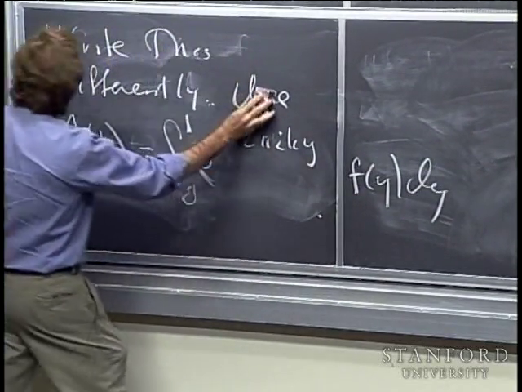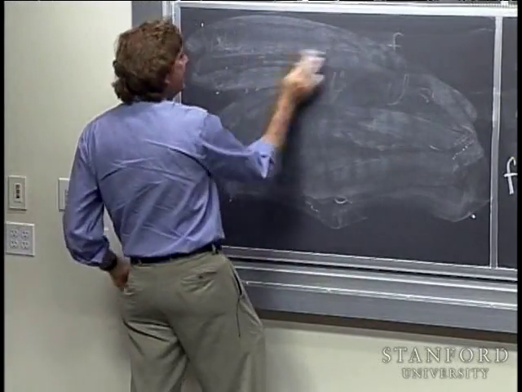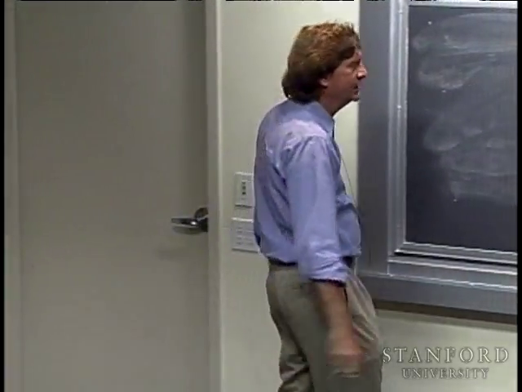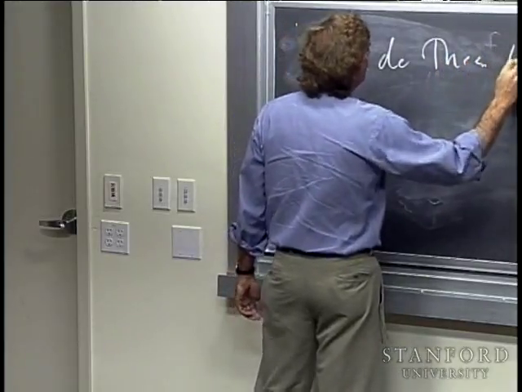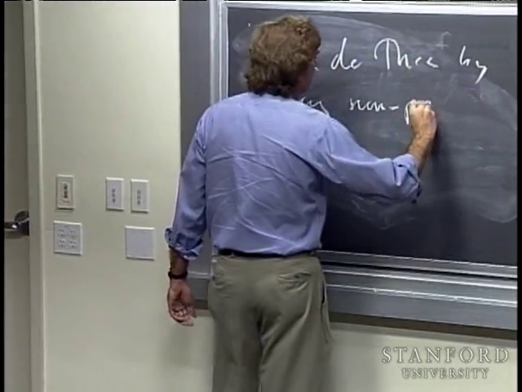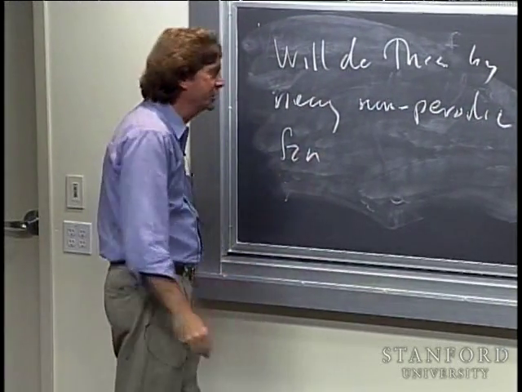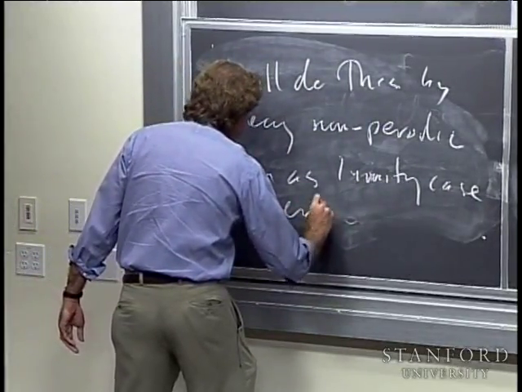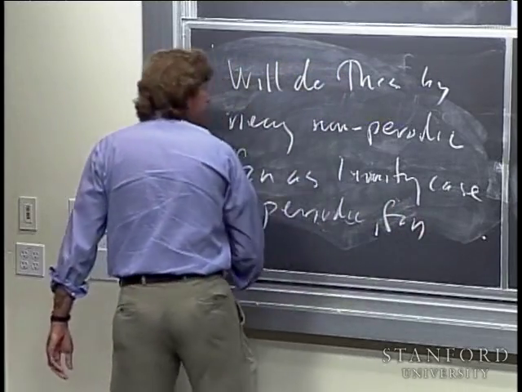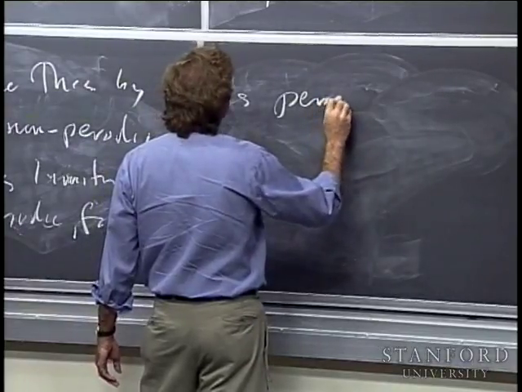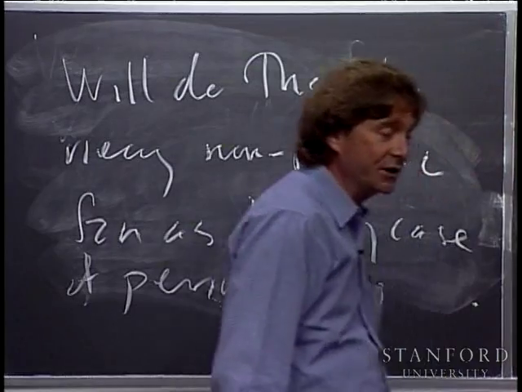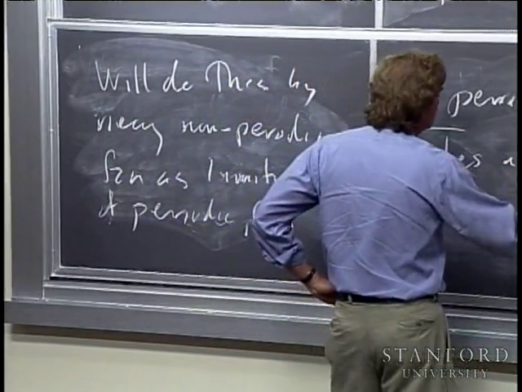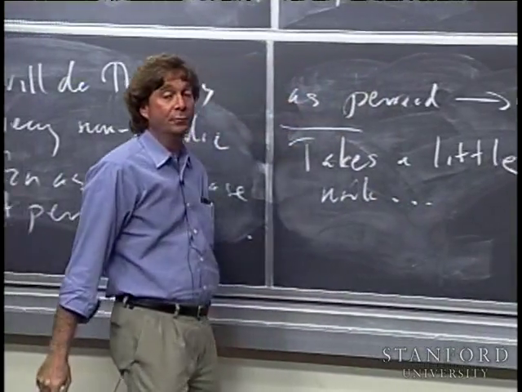Now, the transition from periodic to non-periodic phenomena. The way we're going to accomplish that is to view a non-periodic phenomenon as the limiting case of a periodic phenomenon as the period tends to infinity. All right? So we'll do this by viewing a non-periodic function as sort of the limiting case of a periodic function as the period tends to infinity. Okay? It's a little tricky to do this, actually. It doesn't happen completely automatically. It takes a little work.